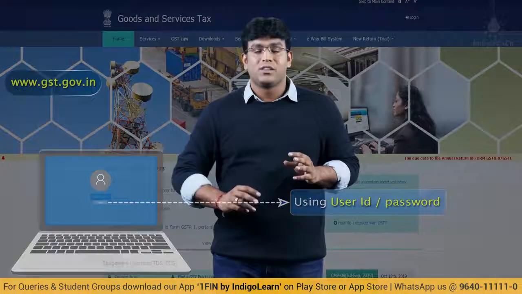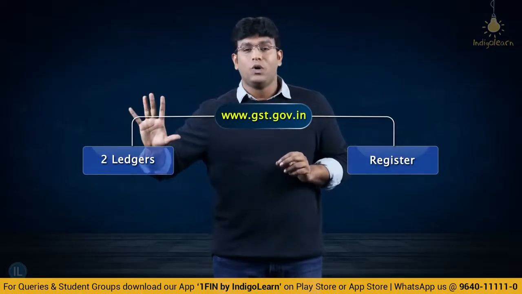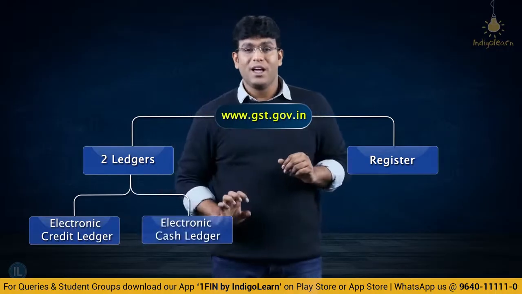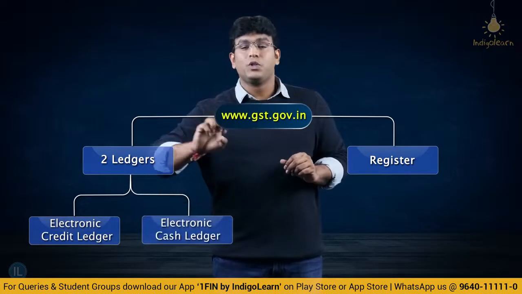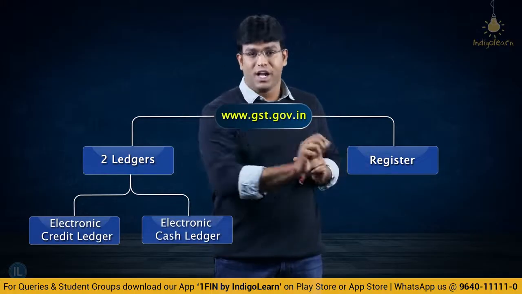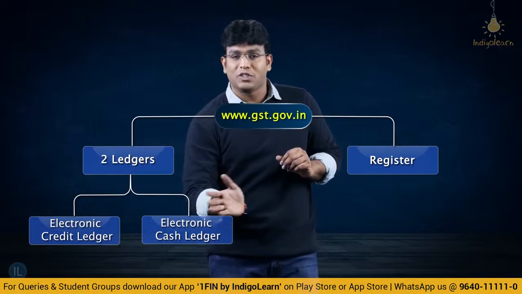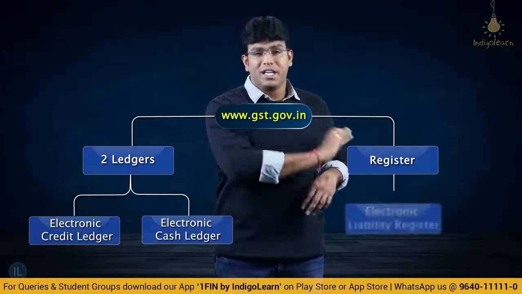has given something known as 2 ledgers and 1 register. I repeat one more time, law gave 2 ledgers and 1 register. The 2 ledgers are classified into electronic credit ledger and electronic cash ledger. They have given what, sir? 2 ledgers and 1 register. The 2 ledgers are the electronic credit ledger and the electronic cash ledger. Another one is the electronic liability register.